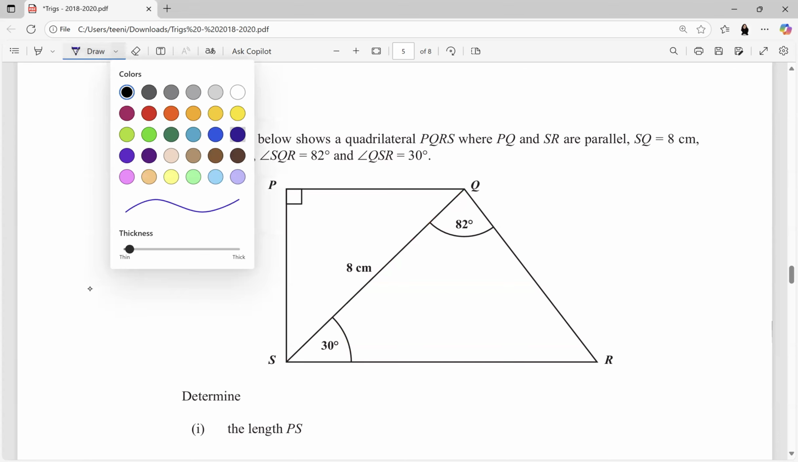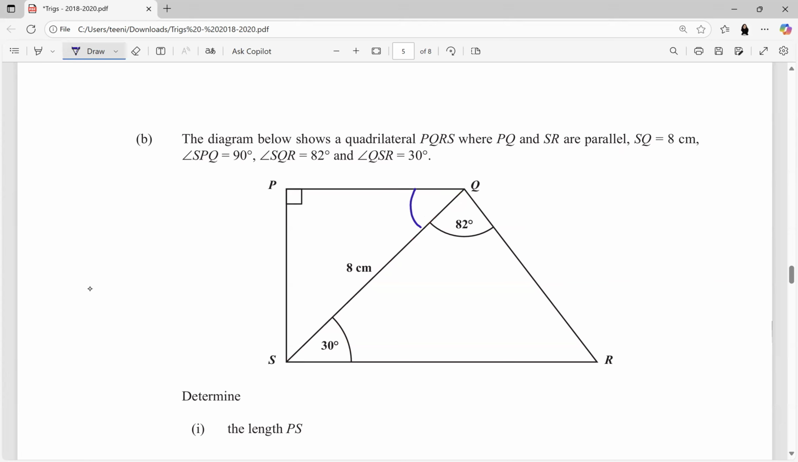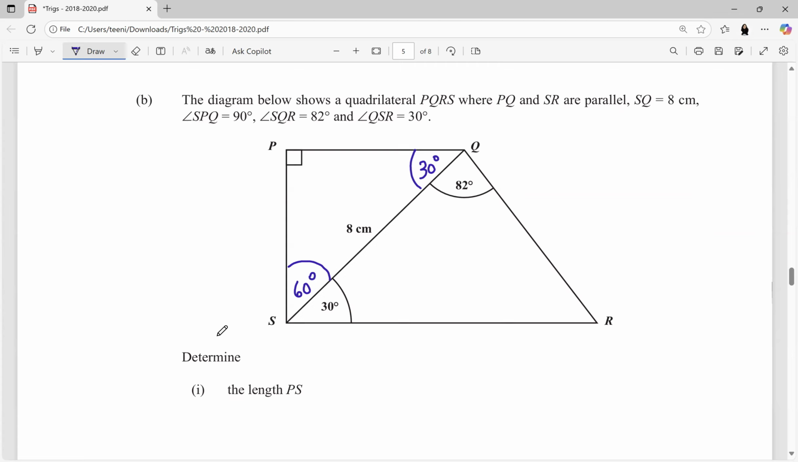Let me put it in a different color. This angle over here is also 30 degrees since they are parallel. And we could find out what this angle here is too, because if this is 90 and this is 30, 90 plus 30 is 120. So then this angle here will be 60 degrees. But not only that, that line here, PSR, is a right angle. So therefore, 30 plus 60 would give you 90. They didn't really tell us that, but it is perpendicular since PQ and SR are parallel.